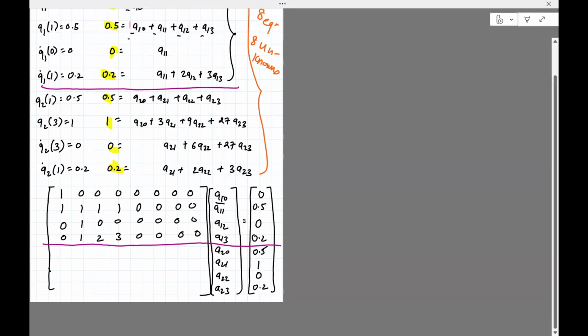Okay, now we have 1, 1, 1, 1, but the first four would all be 0. In fact, the first four will be 0 for the next four rows, right? So 1, 1, 1, 1. Next, we have 1, 3, 9, 27. Next, we have, so there's a 0 for a20. So 1, 0, 1, 6, 27. Then we have 0, 1, 2, 3.